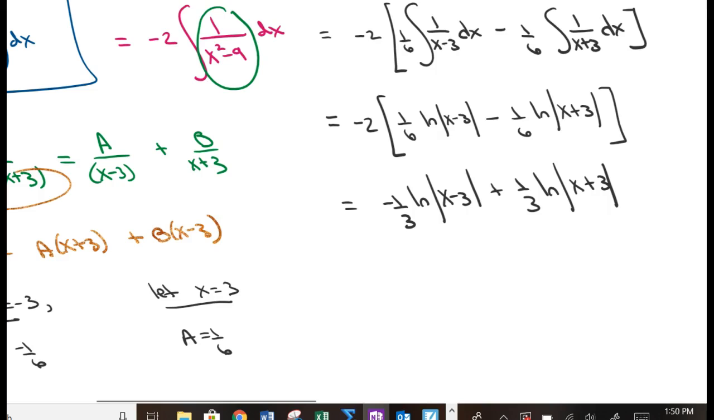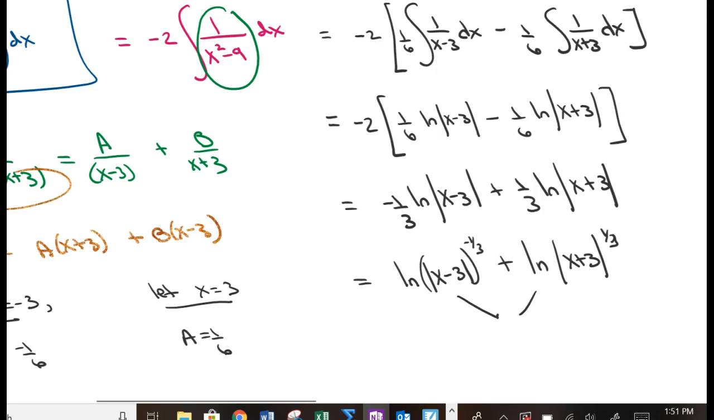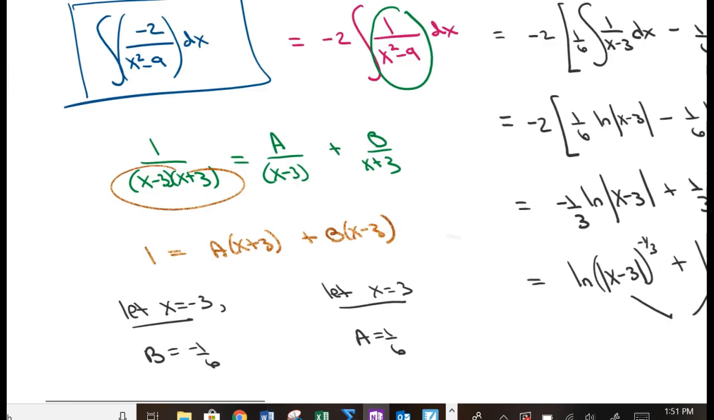And if you were feeling particularly inspired, maybe you'll even do this. This becomes the natural log of the absolute value of x minus 3, where all of this is raised to the -1/3. That's the argument of the log. This is just property of logs, boys and girls. Natural log of the absolute value of x plus 3 to the 1/3. And then you can even use a property of log again to combine this into one log expression if you want to, but that's up to you.